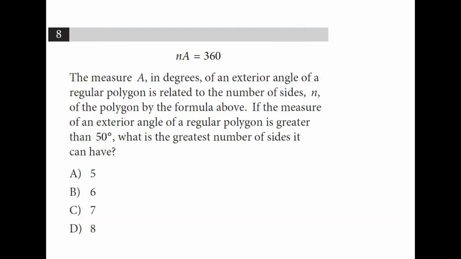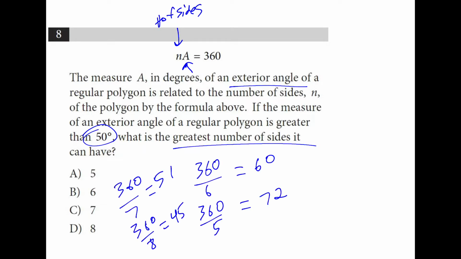So this formula tells you the number of sides and the exterior angle A. They want to know if this exterior angle A is greater than 50, what's the greatest number of sides it can have? So there might be a more precise way to do it, but we can just plug in some different numbers of sides. If you plug in 6, that's above 50. If you plug in 7, that's above 50. If you plug in 8, that's below 50. So the answer is 7.